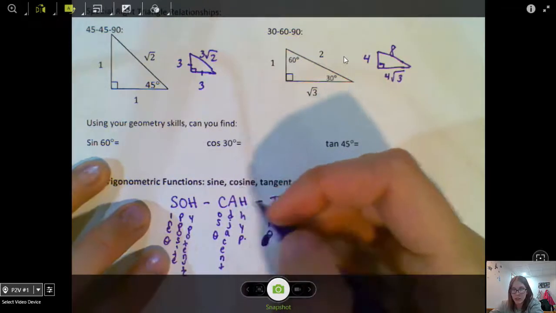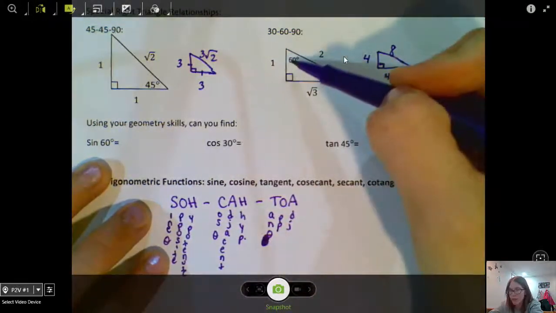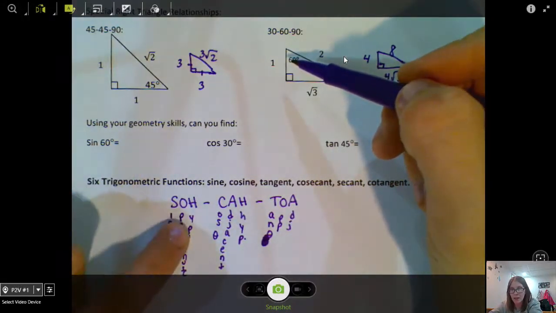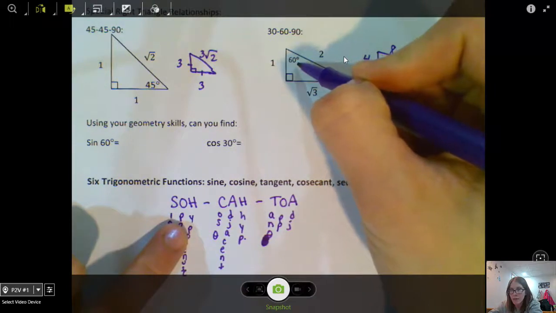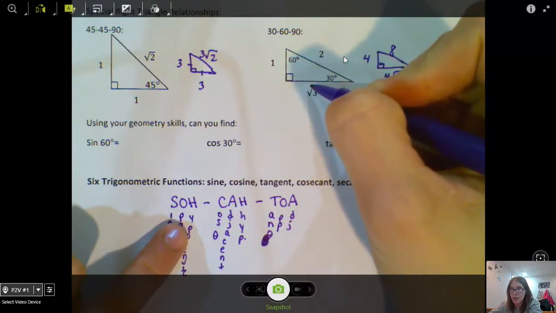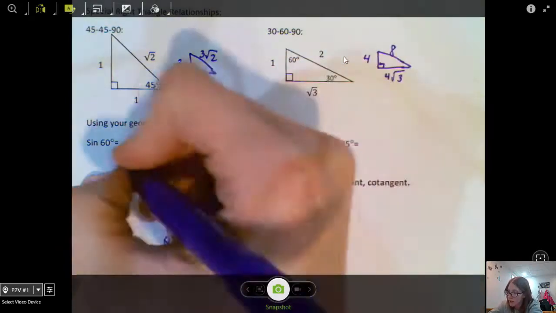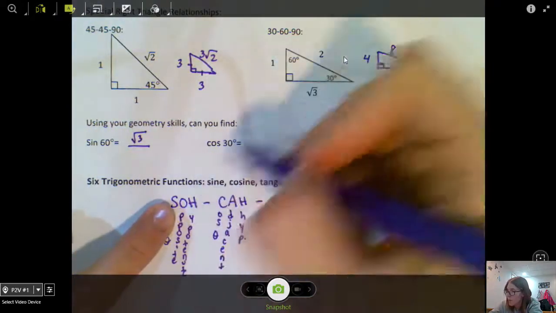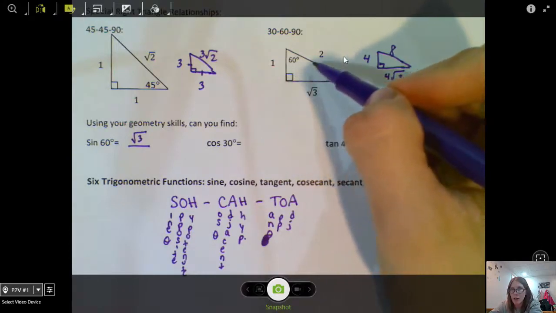So the sine of 60 degrees, look at our 60-degree angle here and our special right triangle. Sine is the opposite over the hypotenuse. So looking at my 60-degree angle, my opposite side is straight across here, the square root of 3. My opposite is the square root of 3. Opposite over the hypotenuse. Hypotenuse is always opposite the 90-degree angle. So my hypotenuse is 2.